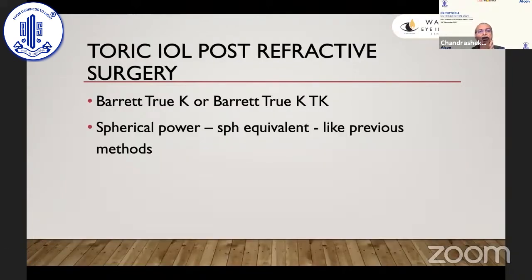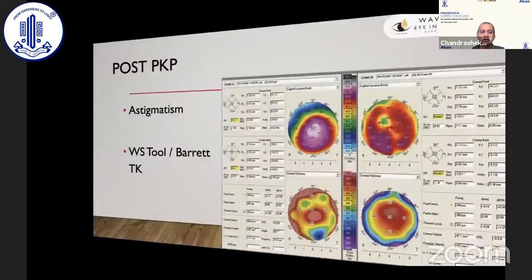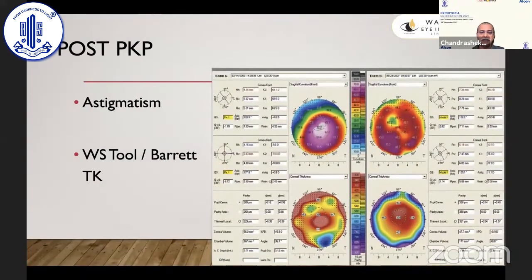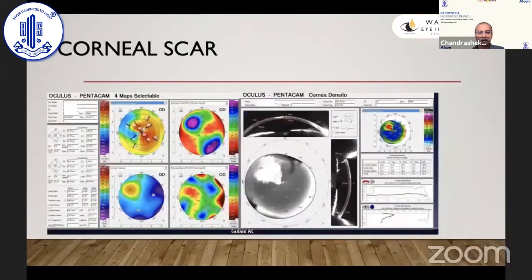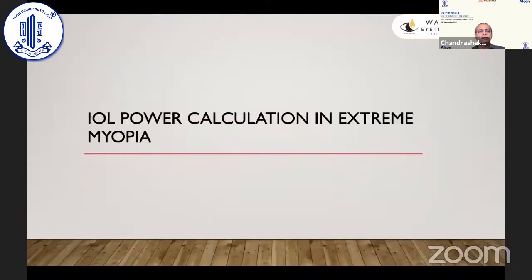When it comes to toric IOL post-refractive surgery, it is Barrett True-K toric, there is nothing else, period. The discussion is over. It works the best. Barrett True-K toric. Then this is a case of PKP. Again, the same way we can calculate, and corneal scar. Then we go to the next subtopic, which is IOL power calculation in extreme myopia.